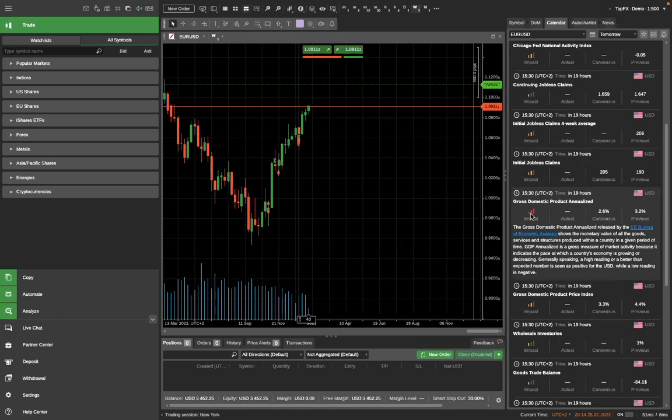What else can you do with the forex calendar? You can compare data. You can compare both current and historical data of over, I don't know how many countries it is.